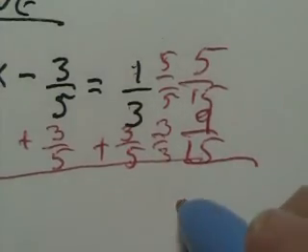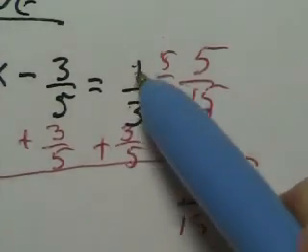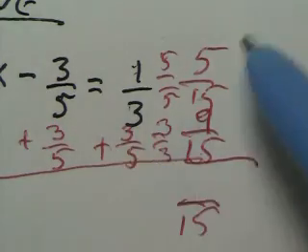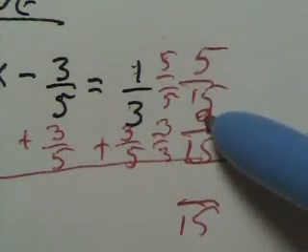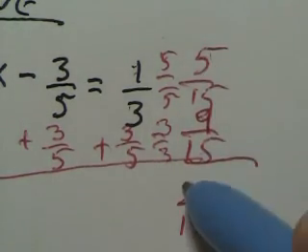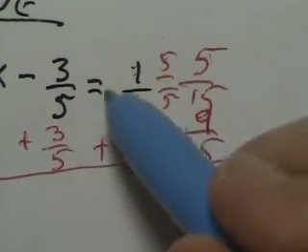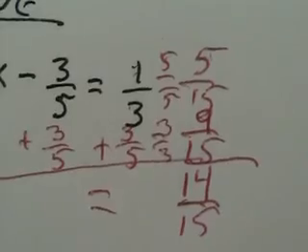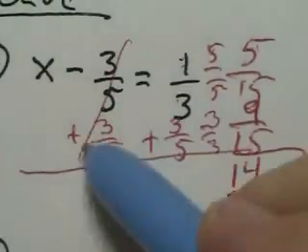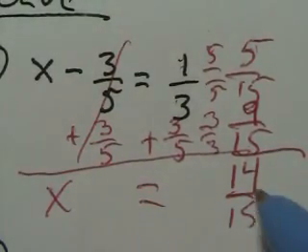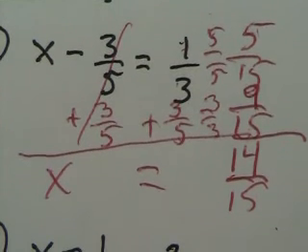So our denominator is 15. And we're adding here positive 1/3 and positive 3/5. So we're adding this 5 and 9. 9 plus 5 is 14. And over here we have our equals. And this is gone and we have an x. So x equals 14 over 15.